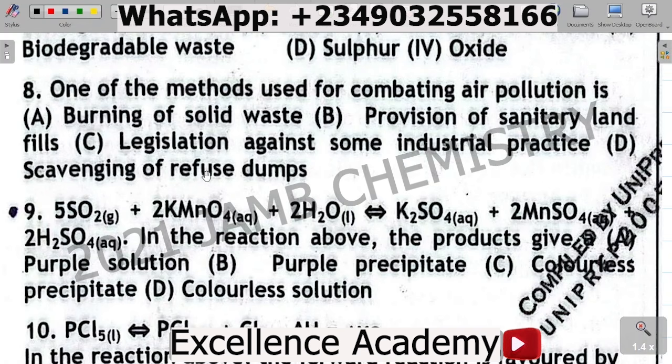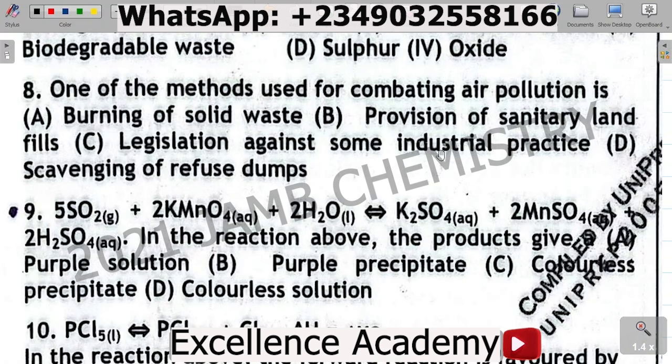D. Scavenging of refuse dumps. Now, the question here is a method used to combat air pollution. If you look at A, it says burning of solid waste. If you burn solid waste, of course, carbon waste will be created and this would cause air pollution. If you look at the next one there, provision of sanitary landfills. This does not in any direct way help to combat air pollution.